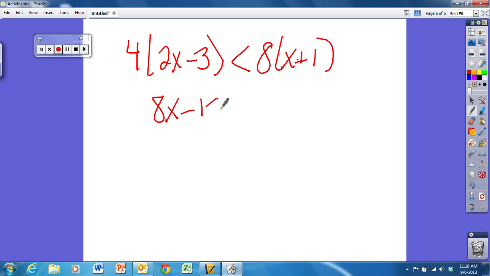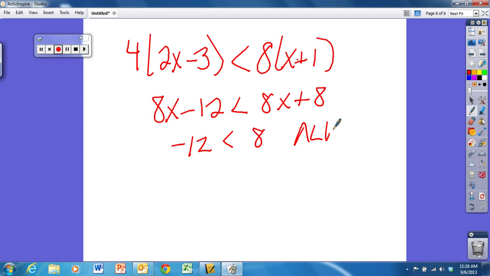8x minus 12 is less than 8x plus 8. Subtract 8x from both sides and you end up with negative 12 is less than 8. Is negative 12 less than 8? It sure is. So this is always true. Always. No matter what number you pick for x, pick one.